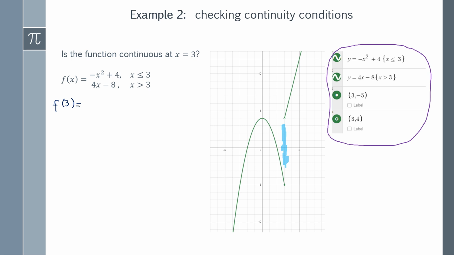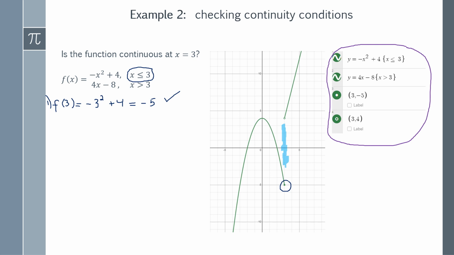What is it? So we'll look at our domain. Okay, so it is falling in this region right here. So x is less than or equal to 3. So we're going to plug that in into the first expression. So this would be negative 3 squared plus 4. And that, of course, is easy to compute. This is negative 5. So on the graph, it is indicated by this solid dot right here. Okay, so the first condition is satisfied, no issue here.